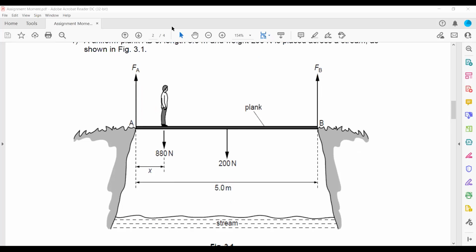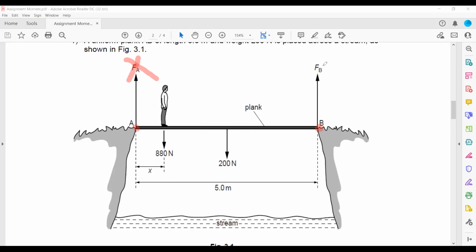But whenever, as you can see in this question, there are two supports, it's up to you. Any one of the supports you can take as a pivot. Because if I take support A as a pivot, there will be no moment by FA.